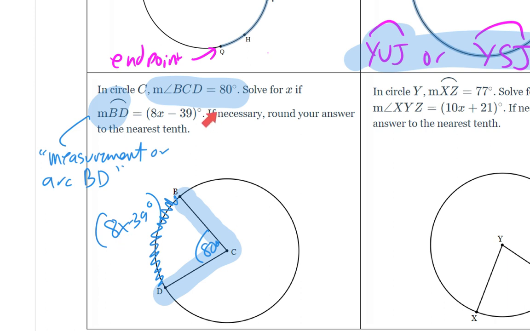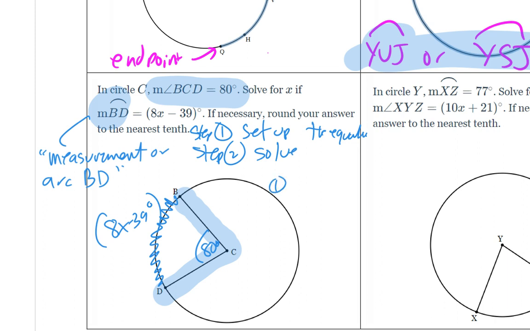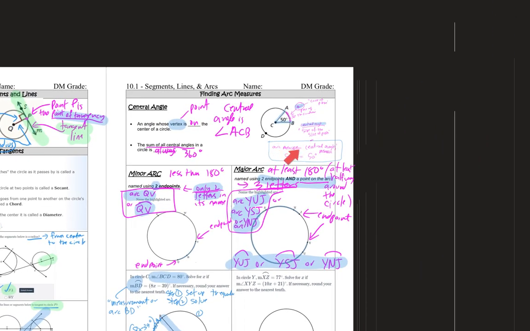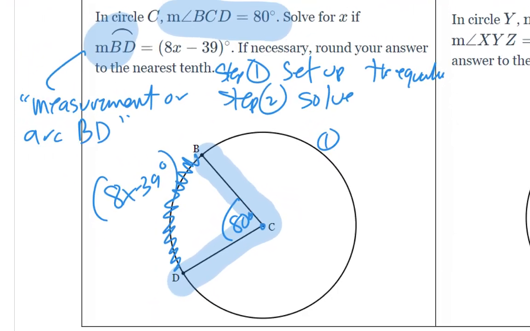Well, if they want us to solve for x, that means we need to first, step 1, set up the equation. And then step 2, we just solve. Okay, so let's do it. Step number 1, what do we know? If this is a central angle, we said the arc measure is equal to the central angle measure. So we're going to set up one measurement equals the other, and then that's how we're going to solve. We start with a true statement.